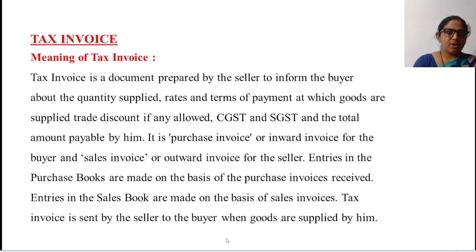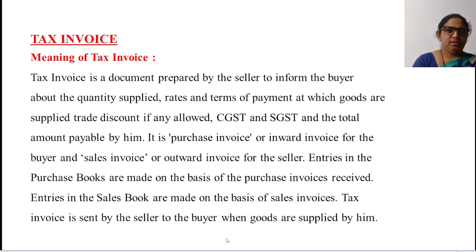Always, the tax invoice plays a very important role because it is prepared by the seller to inform the buyer about how much is the quantity supplied, what are the rates, what are the terms of payment, whether the trade discount is allowed or not. Then about GST, which is divided into two parts, CGST and SGST, and the total amount fully payable by him. It is a purchase invoice or inward invoice for the buyer.